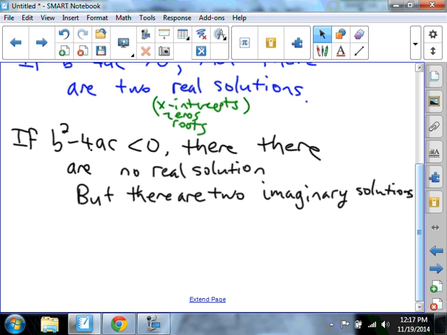Okay. And again, the same thing applies to functions. If we're talking about functions, the function's not going to have any x-intercepts. The function will not cross the x-axis. What do we think? We're going to look at example 2, where we will find the discriminant so that we can determine how many zeros a function has. Sound like a winner?